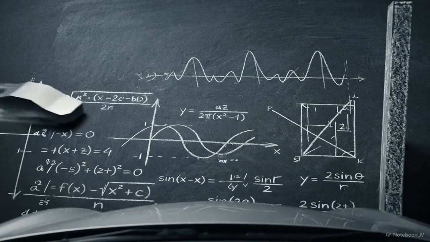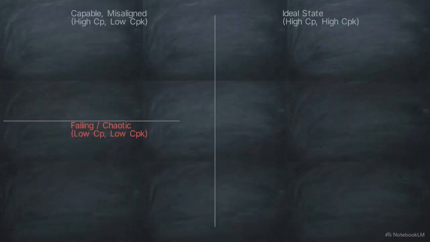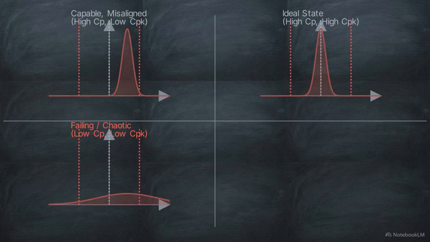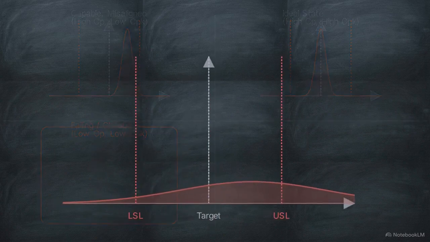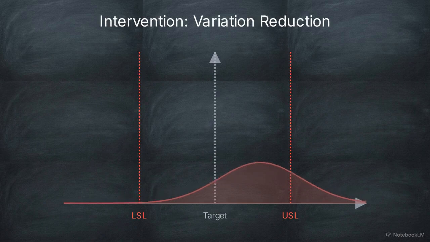Having a highly capable machine is useless if it isn't steered toward the target. Without centering, you will still crash your manufacturing yields. Because these two metrics measure different attributes, industrial engineers use the combination of Cp and Cpk as a diagnostic tool to fix manufacturing lines. If a line produces low Cp and low Cpk, the machine is too chaotic to meet standards. The intervention is variation reduction.